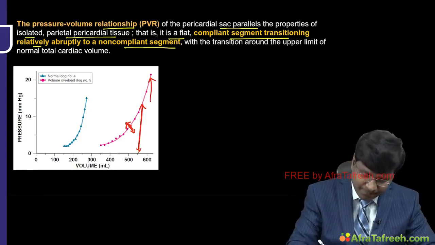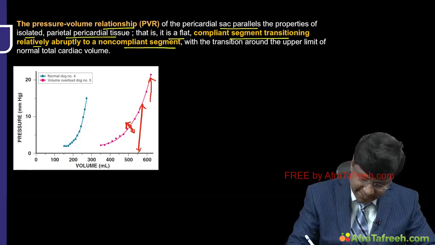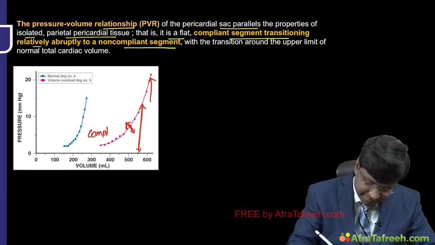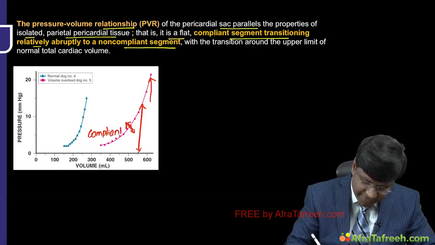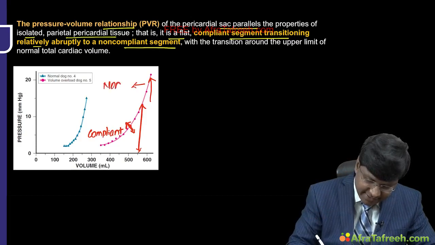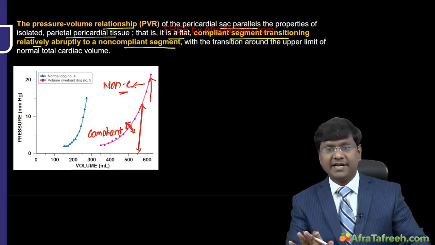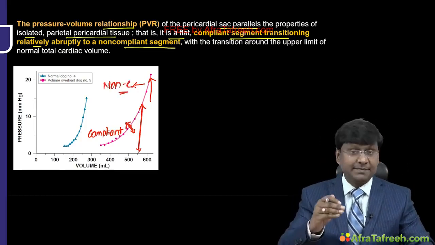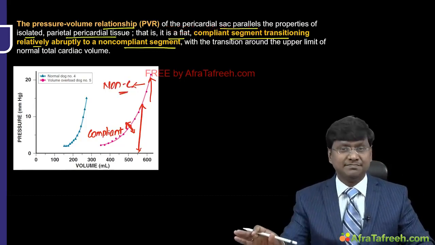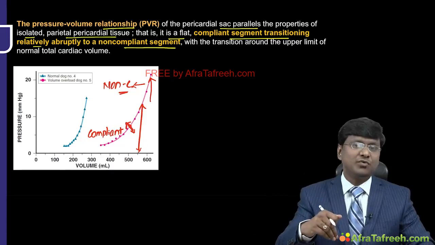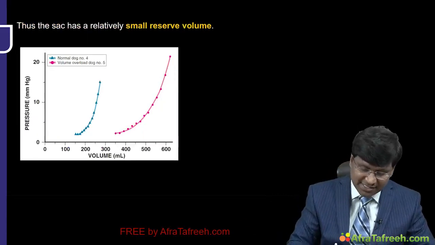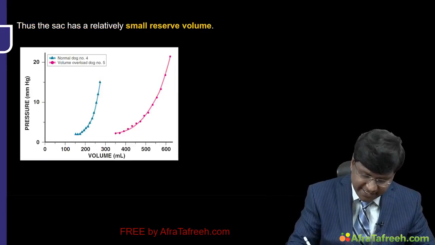So at this point, this part of the pericardium is compliant, and this part tells us it is the non-compliant pericardium, because the pressure within the pericardial space has abruptly increased to maximum. So further entry of blood volume into the ventricle does not occur. So how does the sac behave as the pericardial sac?